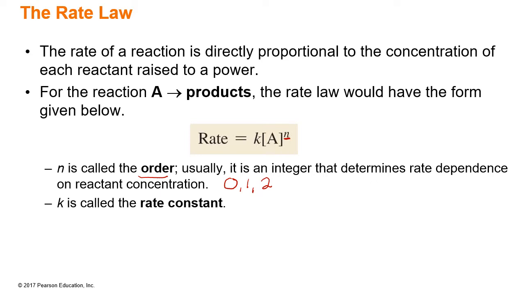So if we have a decomposition reaction where A breaks apart into products, our rate law, because it depends on the reactants raised to a power, is going to be the rate equals k, which is our rate constant. So it's a proportionality constant of the concentration of A raised to that order. So this is our overall general reaction rate law.